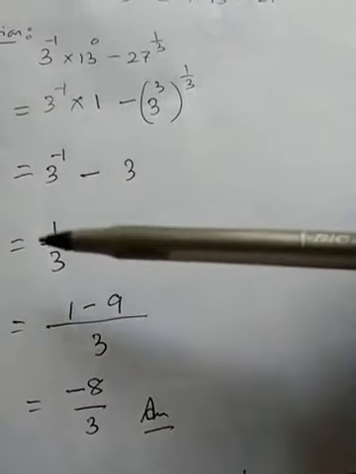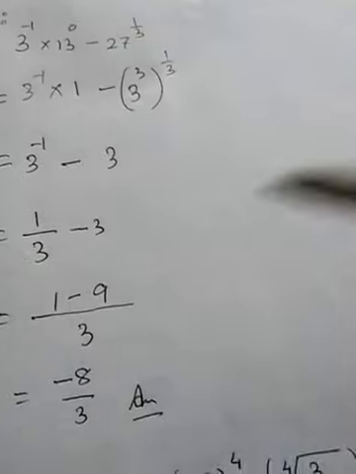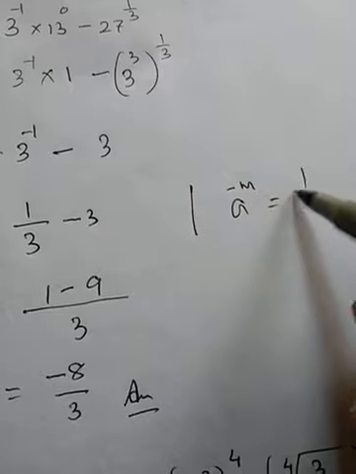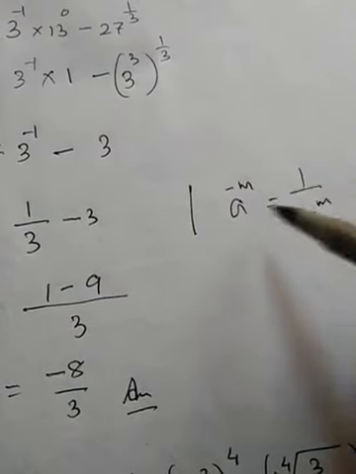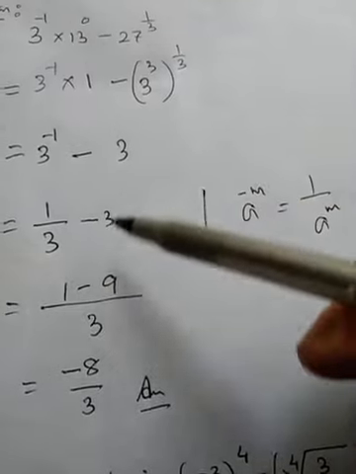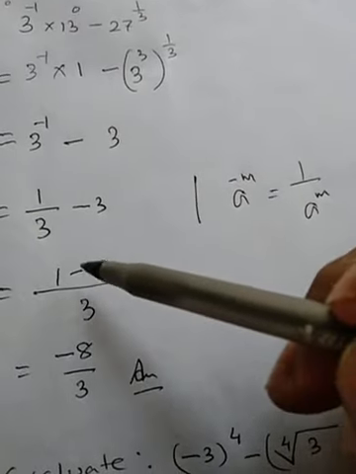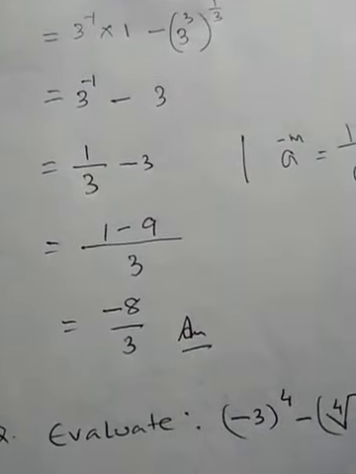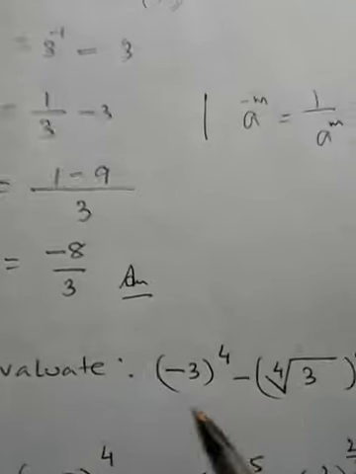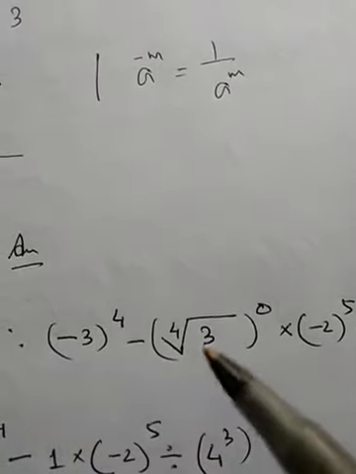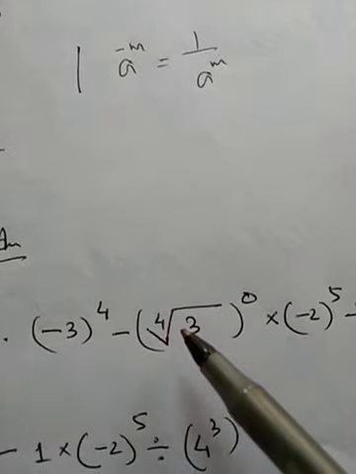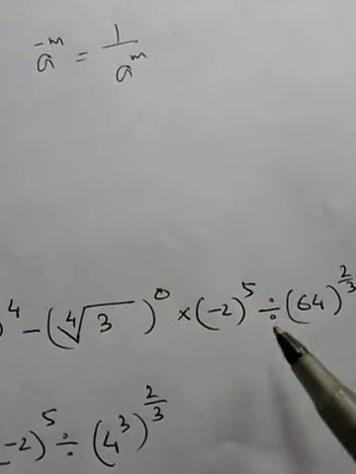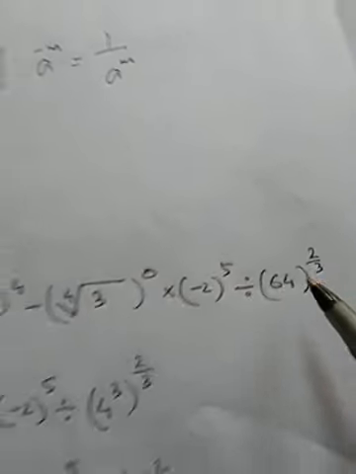This 3 to the power minus 1 we can write as 1 by 3, because any number a to the power minus m equals 1 by a to the power m, we can write it. So that we have used here minus 3, and now taking LCM it becomes minus 8 by 3. This is the answer. Next, one more example. We have to evaluate minus 3 to the power 4 minus 4th root of 3 whole to the power 0 into minus 2 to the power 5 divided by 64 to the power 2 by 3.